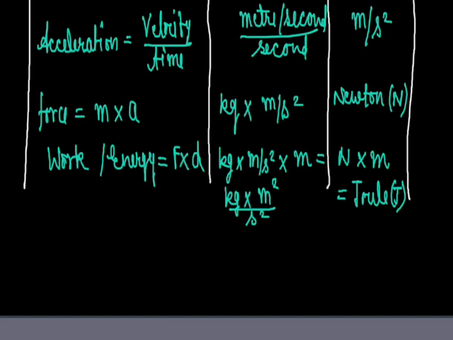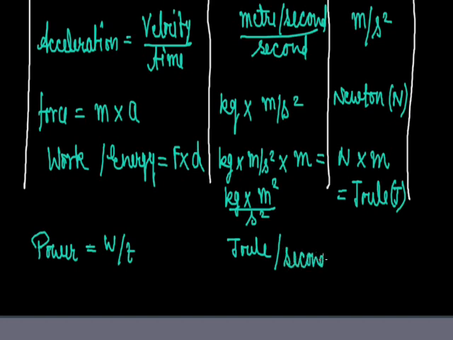Next is power. Power is defined as work per unit time. Since the SI unit of work is joule and the SI unit of time is second, the SI unit of power becomes joule per second, or we can write it as watt, W-A-T-T.